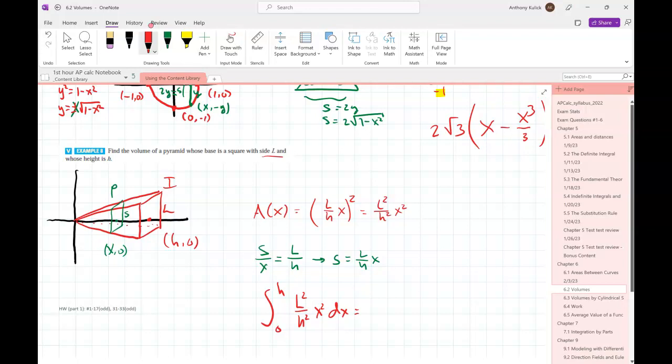How do I integrate that? Good. I can pull out the L squared and h squared because those are constants. The variable I'm integrating with respect to is x. So really, I'm just integrating x squared, and that's an easy integral to do.